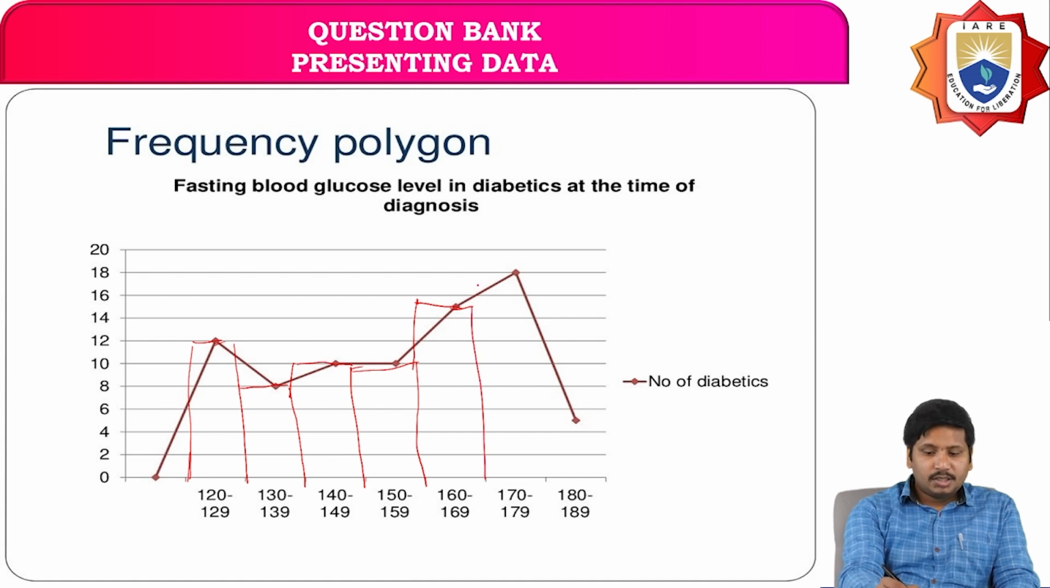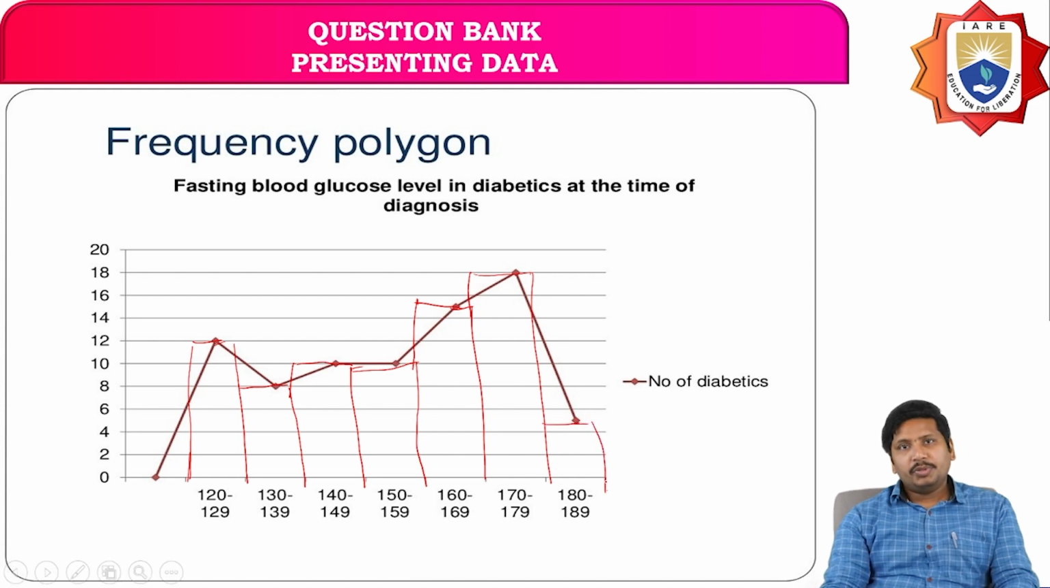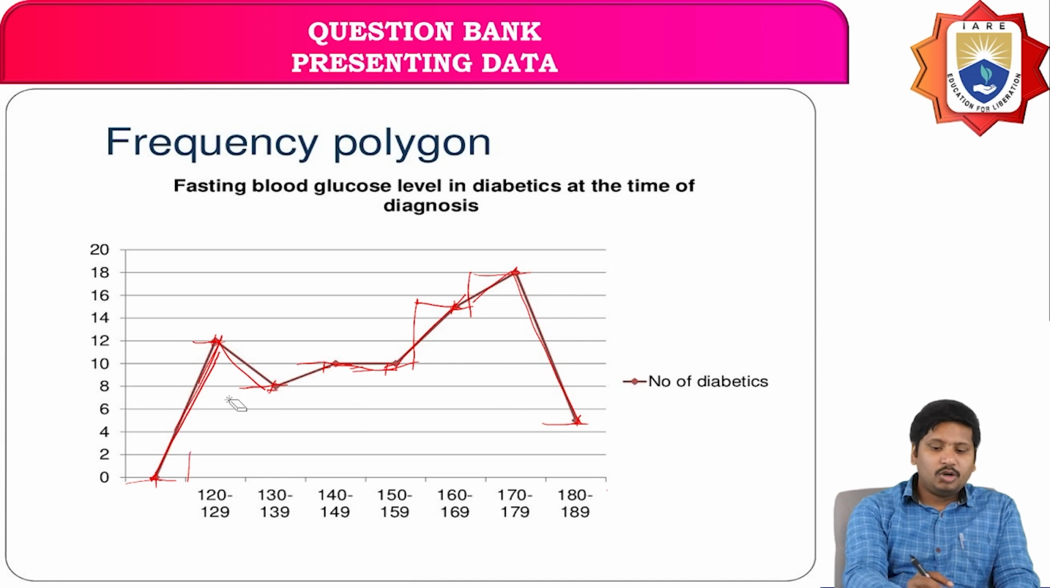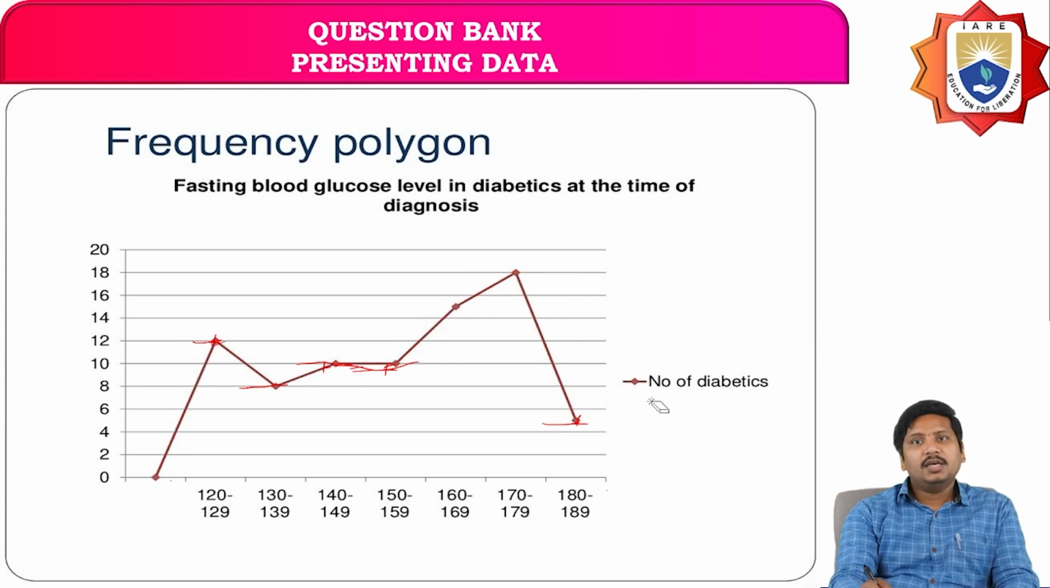Once you have constructed this histogram, then only you can understand. So this should be the initial histogram constructed. From this histogram, what I am doing is joining all the midpoints of the rectangular bars with a straight line. Then after removing the bars, the curve that is obtained is called the frequency polygon.